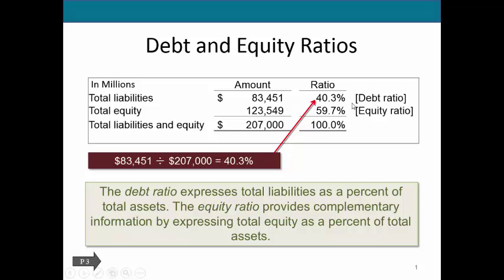So for example, here when we calculated our debt ratio, that's simply taking total liabilities of $83,451, divide by the sum of your liabilities and equity, or divide by assets of $207,000. And that tells us that we have 40% or 40.3% debt versus 59.7% equity financing. Now, you can see here we're comparing, and you can see that this company is more heavily financed using equity as opposed to using debt.